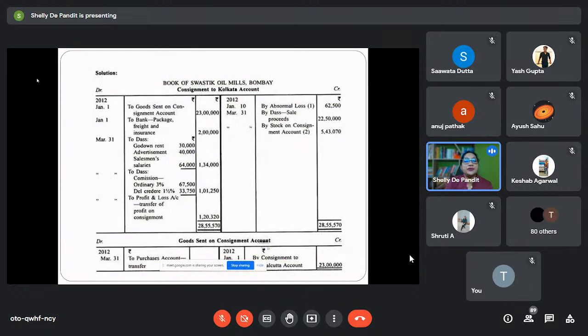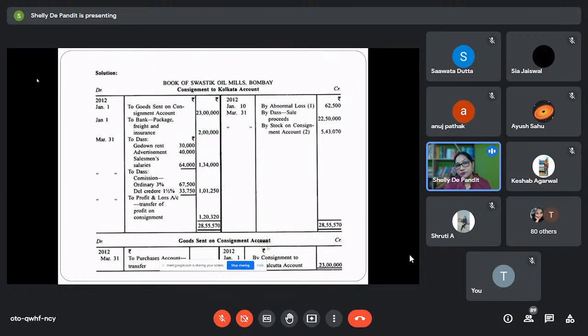Let us come to the books of the consignor. I think if you have pen and paper, it will be excellent for you, so that you can learn this sum. Let us start. The first thing is we are going to open the books of the consignor, right? And you see that consignment to Kolkata account is written, right? Because the consignor is sending the goods to some other place in Kolkata. That is why it has been written as consignment to Kolkata account, right?